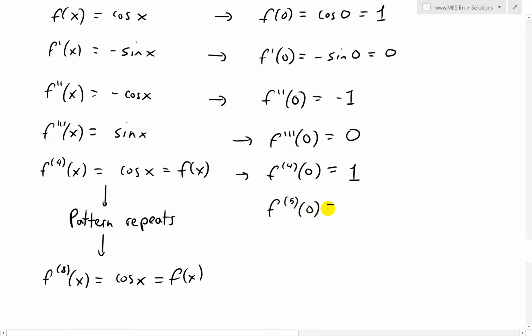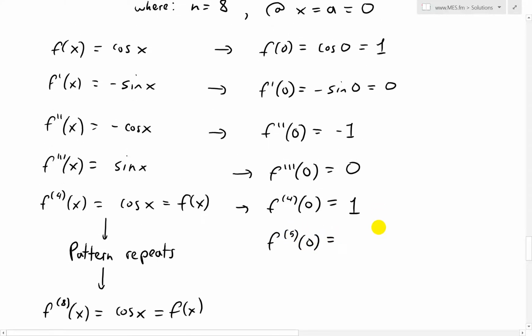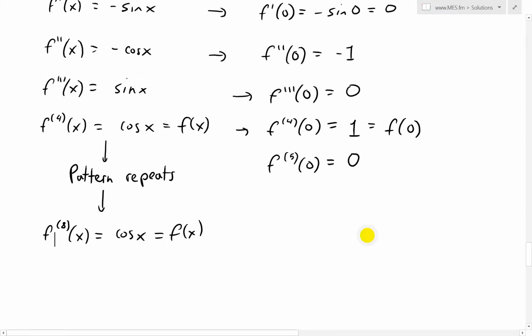I'll just put 0 in here. The fifth one, because remember the fifth one, everything starts repeating. So the fifth is going to be, we go from the 1 here, and this I'll just write here as this equals f of 0, like that. So then this repeats, this will be a 0. And then the sixth one, let's put the sixth one here.